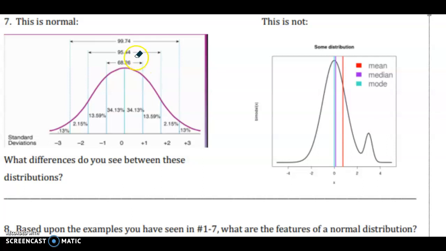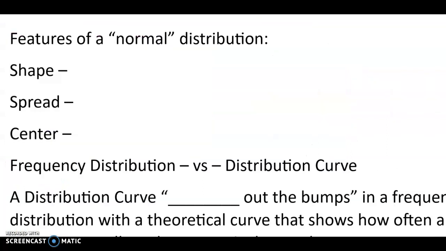2 standard deviations is 95%. 99.7% is 3 standard deviations. Those are the values that we will use for those.